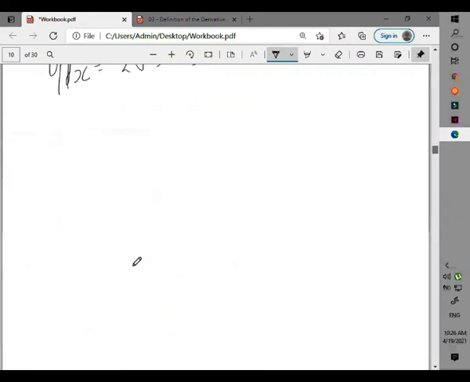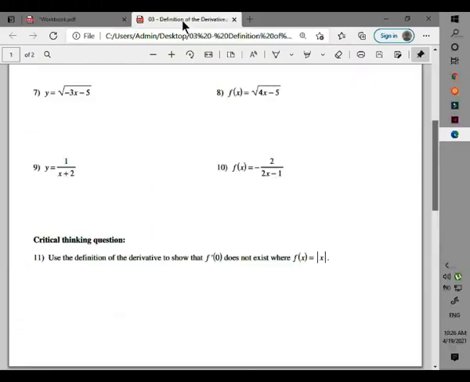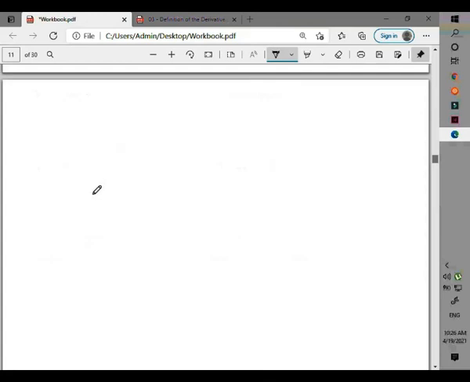Whew, alright. Number 8. F of x equal to the root of 4x minus 5. As I work this one out, I think I should write it out since I'm using h, since it's f of x. Alright, so here we go. F of x is equal to the root of 4x minus 5.